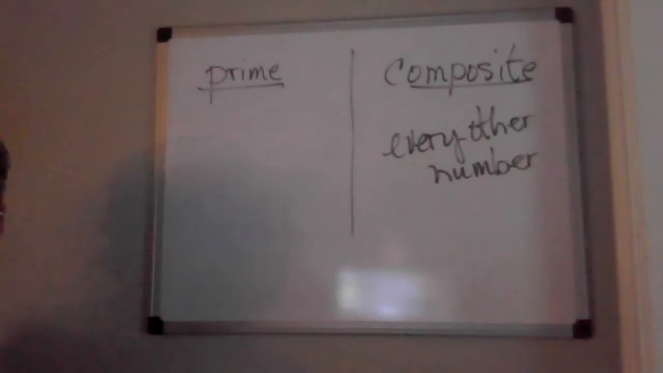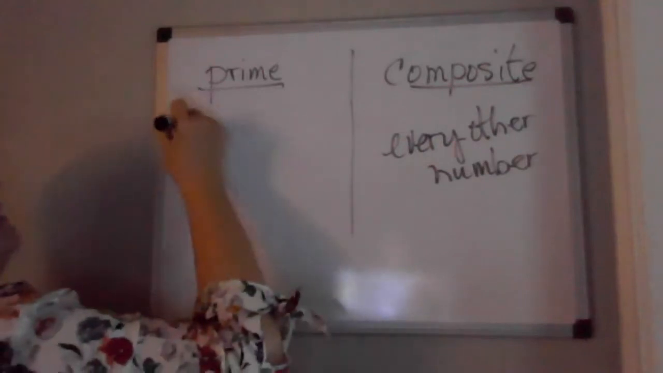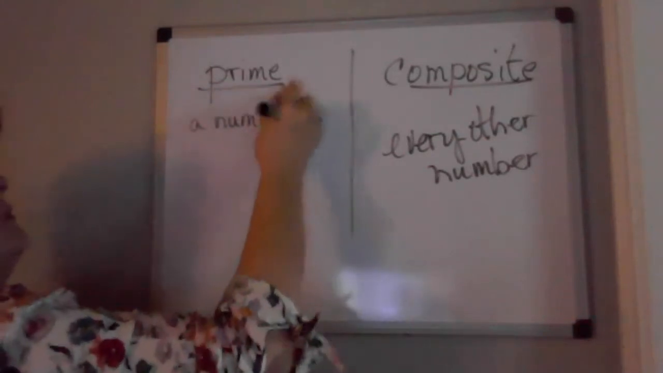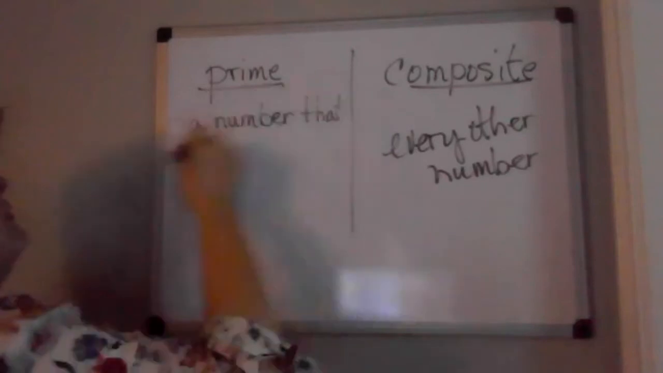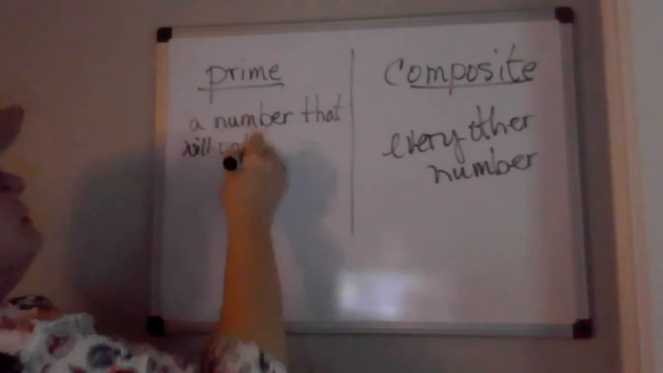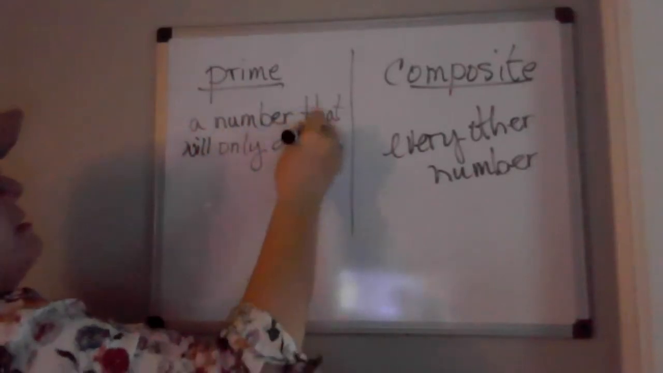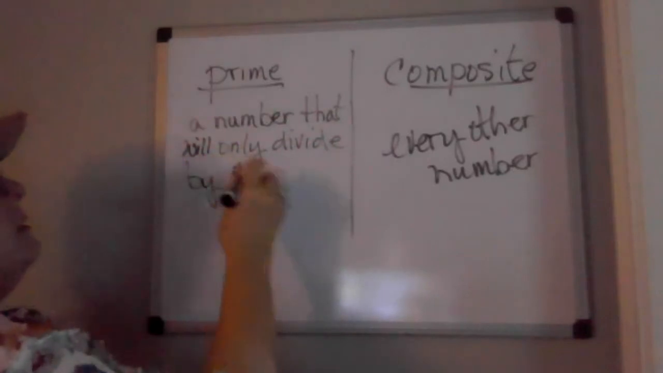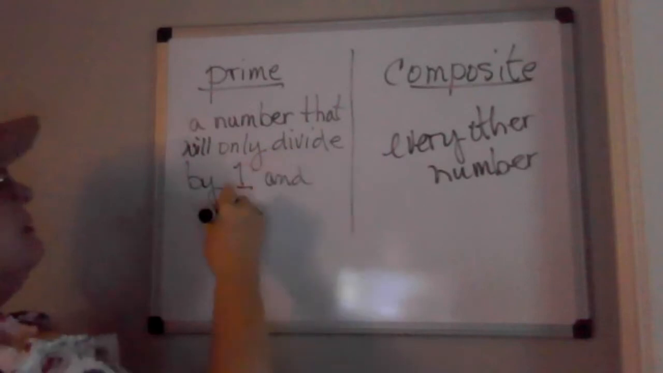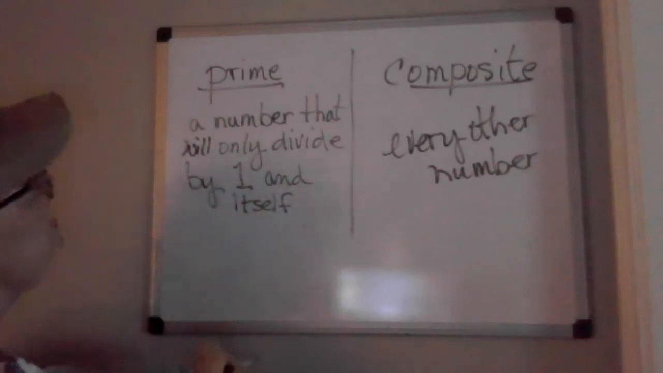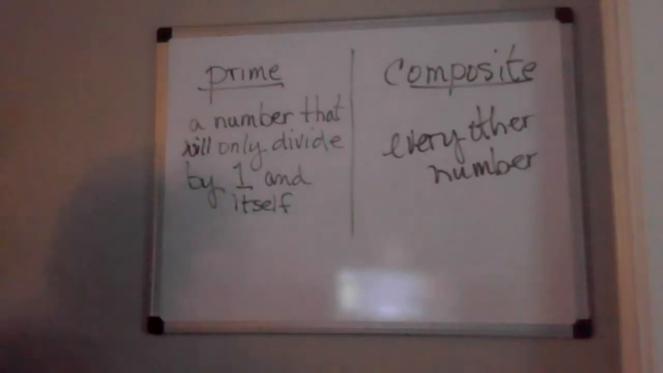Okay, a prime number. A prime number is a number that will only divide by 1 and itself. Okay, a prime number is a number that will only divide by 1 and itself.